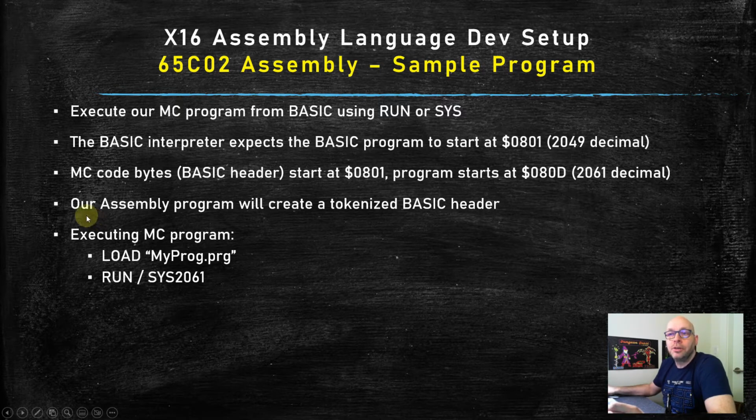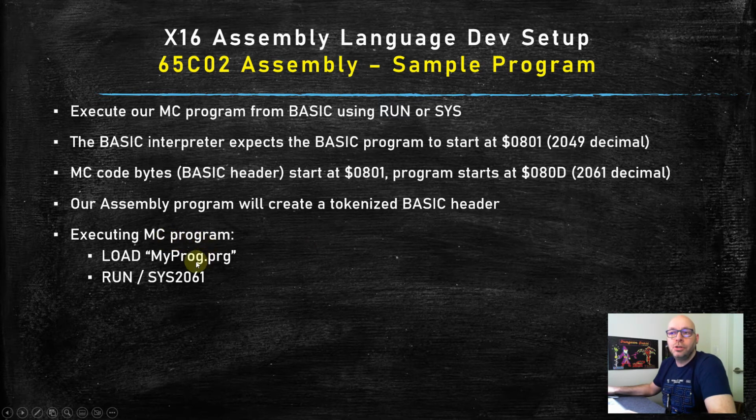The fourth point here says our assembly program will create a tokenized basic header. So these extra bytes that I just mentioned that we're going to be putting into our assembly language program or our machine code program, these are actually going to be a tokenized basic header, and we're going to look at that in detail. And then finally here it says executing the machine code program.